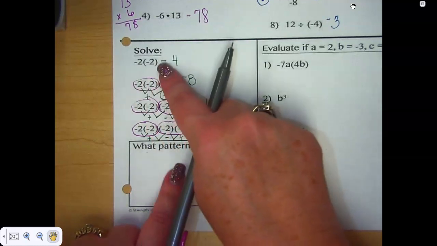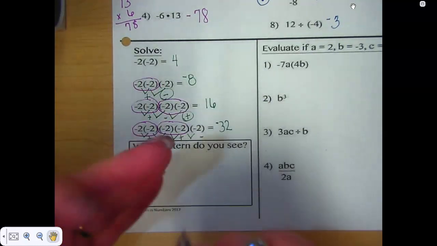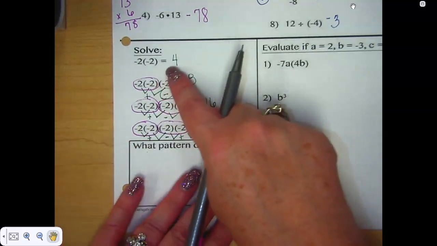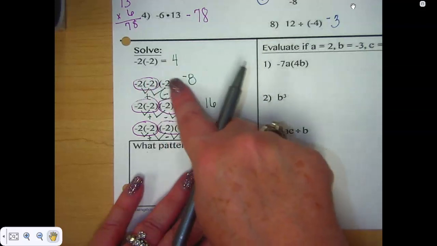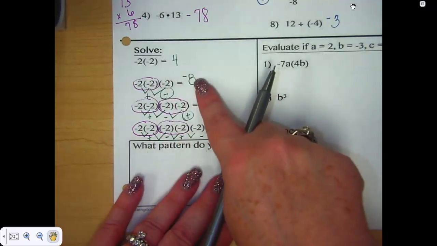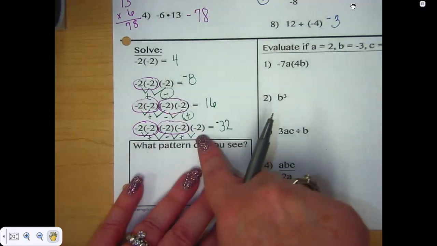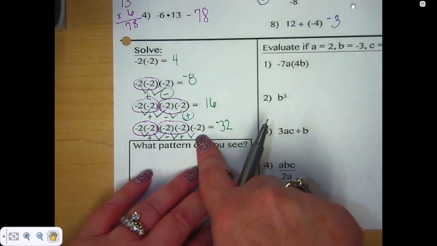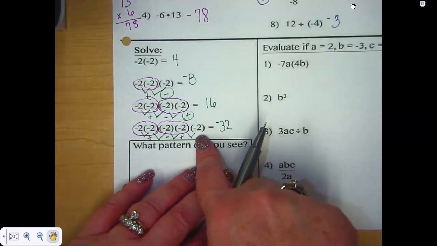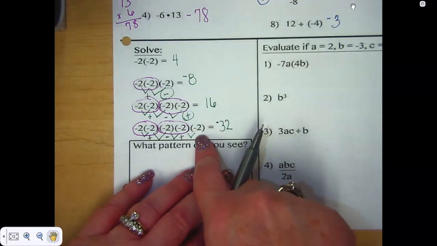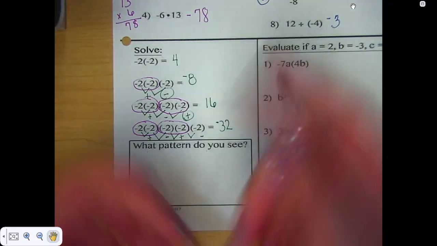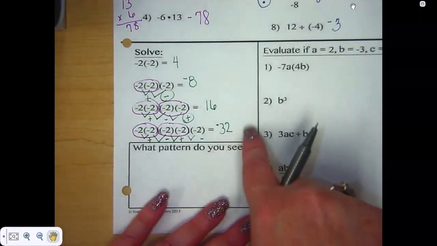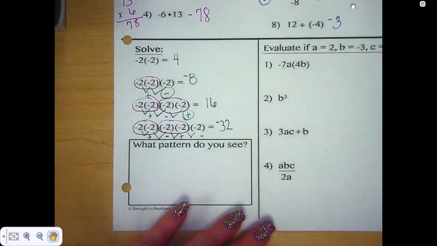So even numbers, you know even numbers, right? 2, 4, 6, 8, 10. Even numbers, when you have a pair, you're going to get a positive. But if you have an odd number of negatives, you're going to get a negative. 3, 5, what else? What's another odd number besides 3 and 5? Anybody know odd numbers? You know even numbers, 2, 4, 6, 8. So 7, if you had 7 negatives, you would get a negative answer, right?